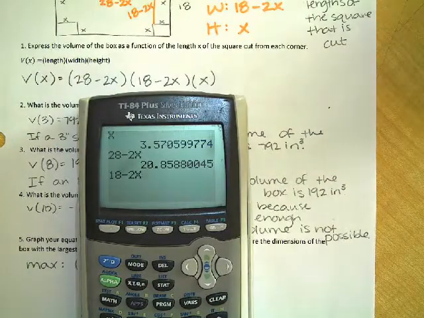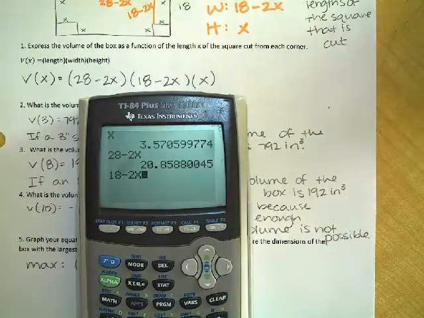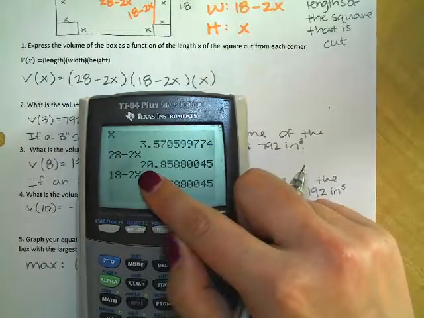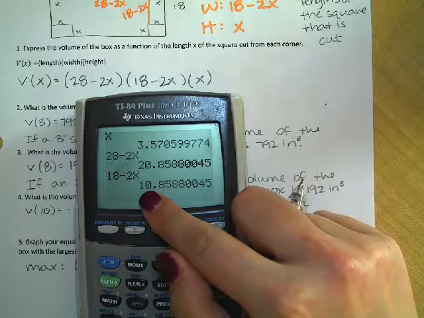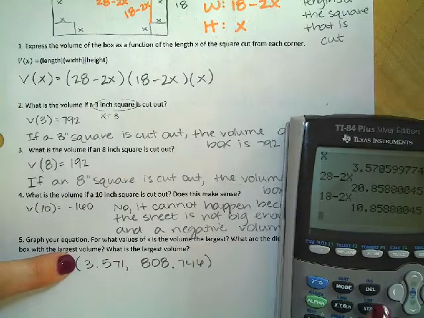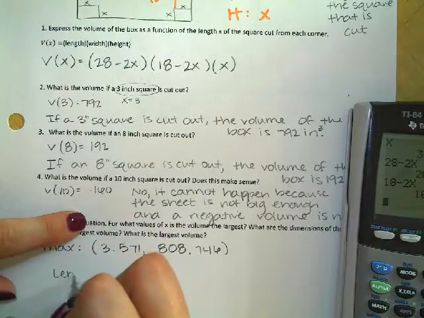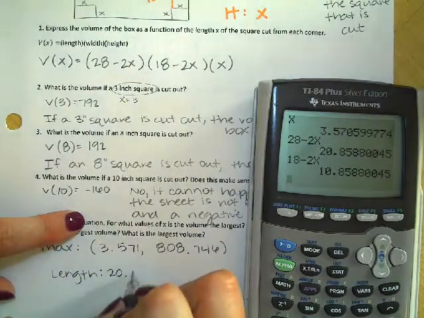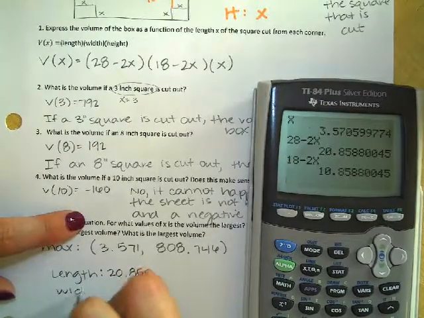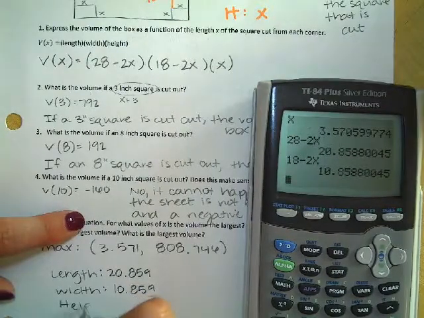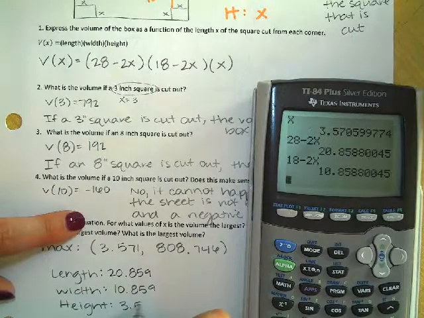And the best part of this is you are getting exact answers. These are not rounded decimals. Like, you're going to round it when you write it down, but it pulled that perfect number from the graph. Yeah. All right, so our dimensions are 20.859 by 10.859 by x, which was 3.571. Okay? So the length, I'm going to go ahead and write it down. The length is the 20.859. The width is 10.859. The height was just plain x, which was 3.571.